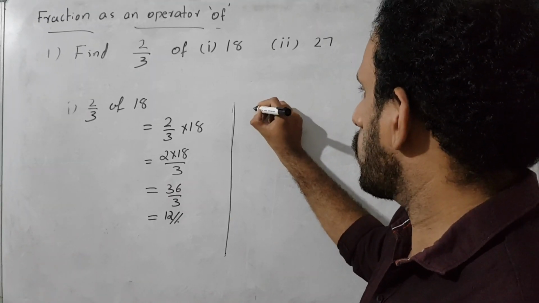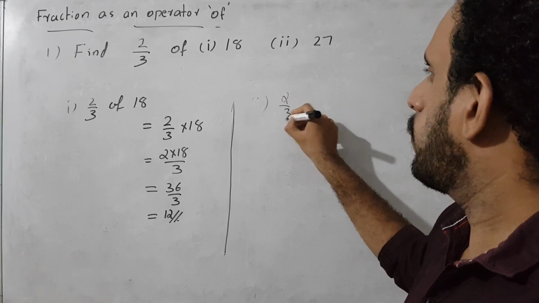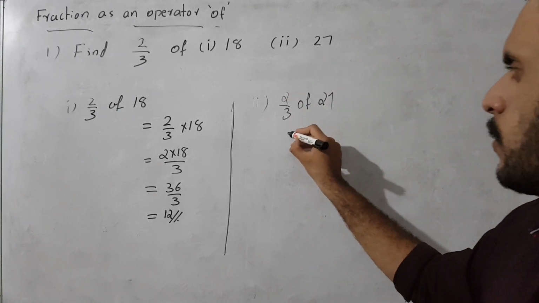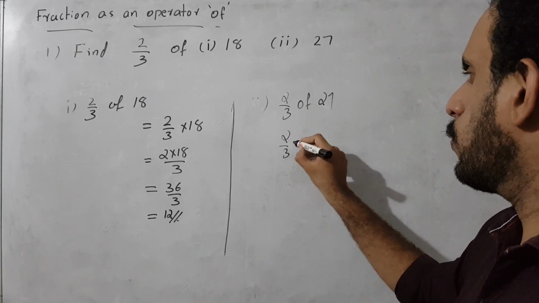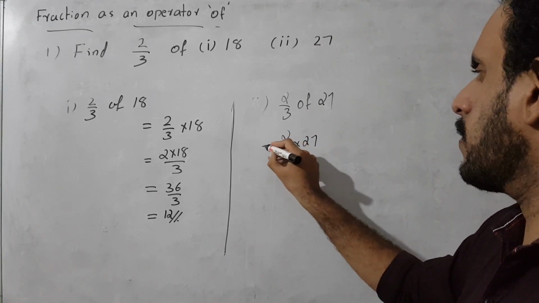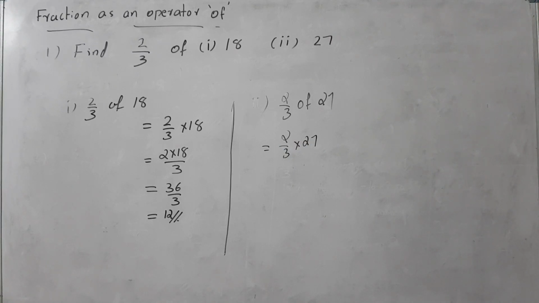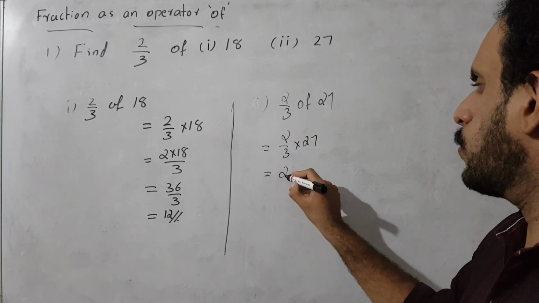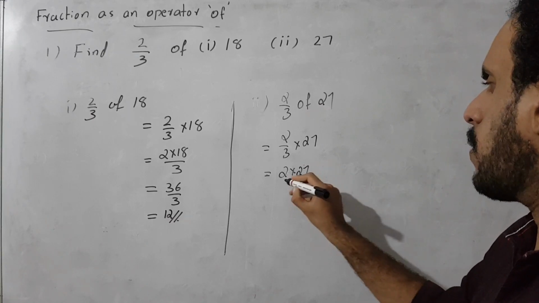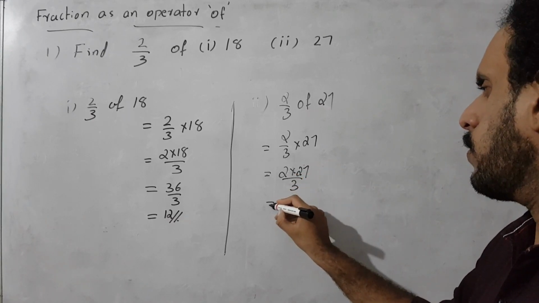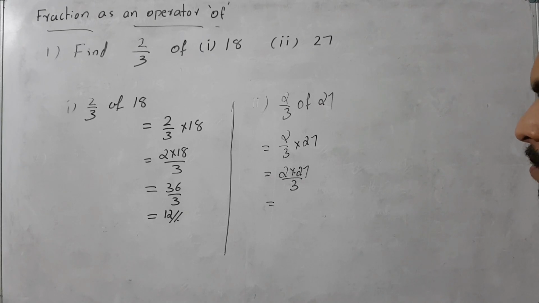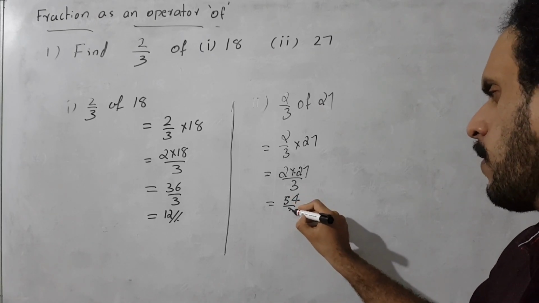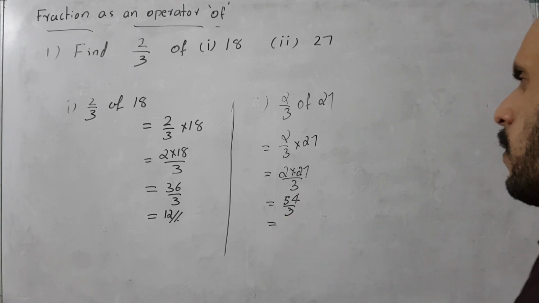Then our second question, 2/3 of 27. What is 2/3 of 27? Then 2/3 into 27. Now we follow the general idea. How should we do? 2/3 into 27 is equal to 2 into 27/3. 2 into 27 is 54/3. What is 54/3?